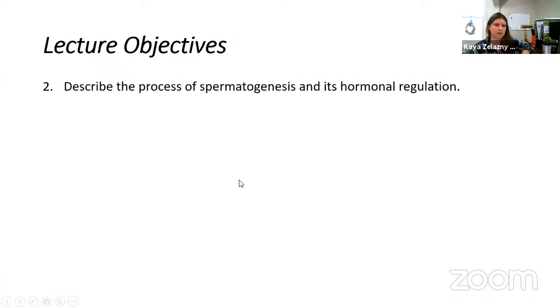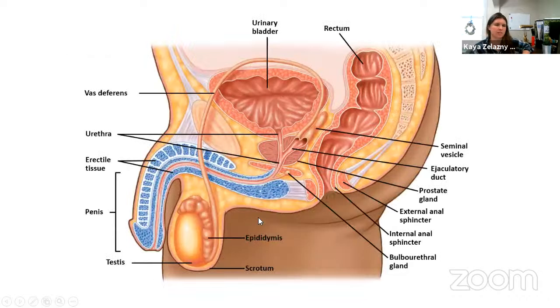So next, we're going to talk about spermatogenesis and how hormones regulate the development of sperm. So here we see the male reproductive tract. This should be familiar to you from anatomy lab. We can see at the bottom here, right? We have our testes. This is where our sperm are going to be produced.